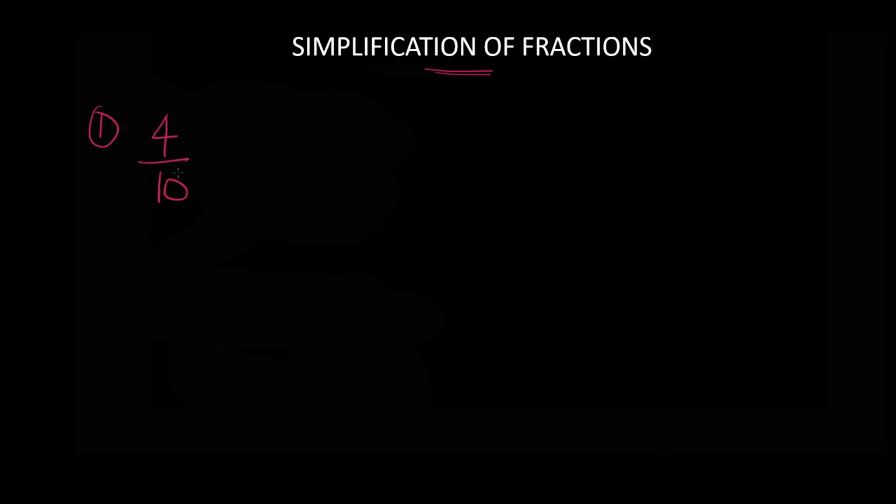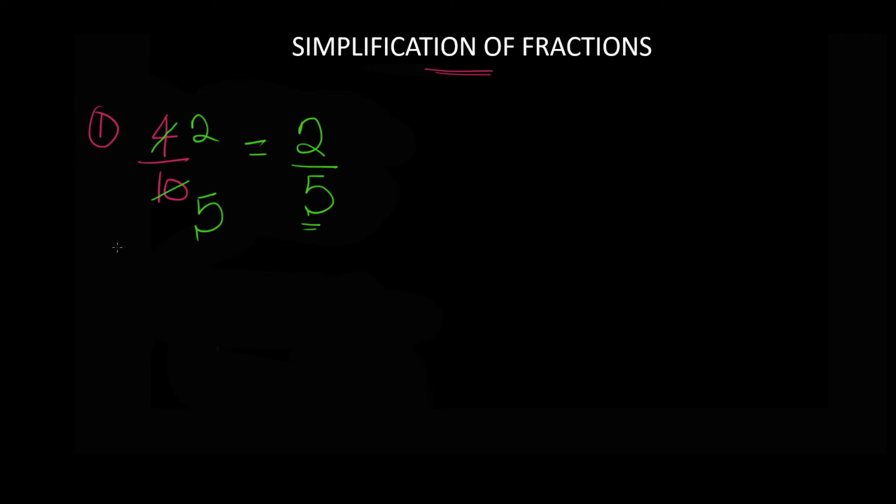Alright, how do we divide this? 2 can go in 4. 2 can go in 10 5 times. So we have 2/5. If you look at this, nothing can go evenly in 2 and 5 anymore except 1, right? So in that case, your final answer is 2/5 because you cannot simplify 2/5 further.